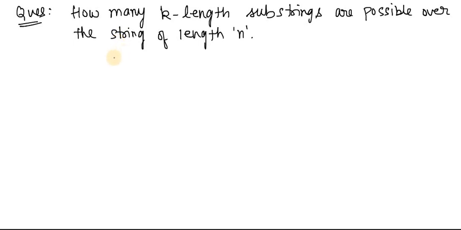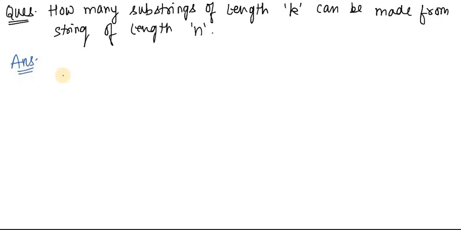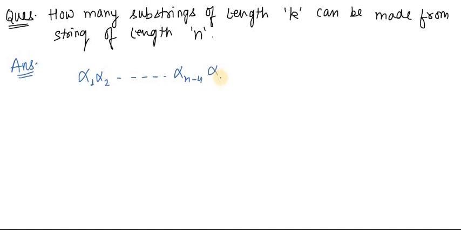So the question says, how many k length substrings are possible over the string of length n? So the question says, how many substrings of length k can be made from a string of length n? So we are given a string of length n, that is alpha 1, alpha 2 up till alpha n minus 3, alpha n minus 2, alpha n minus 1, and alpha n. So this is a sample string of length n, and we have to make a substring of length k. Okay. Now let us solve this problem by taking different values of k.